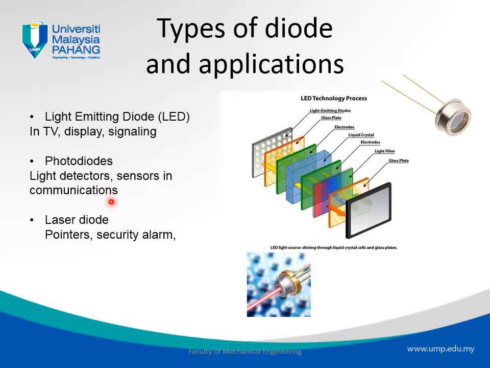for example, in communication. And finally, the thing that all of your lecturers are familiar with is the laser pointer. In a laser pointer, some of them have what they call a laser diode. They are used as pointers, and also as security alarms. As you've seen in movies, where there are lasers in front of a safe, for example, that is basically a laser diode used in a security alarm system.